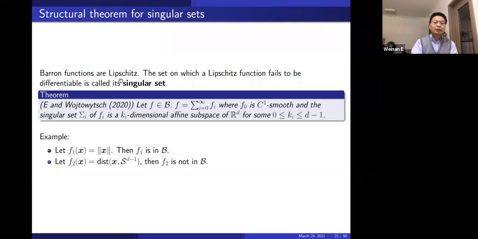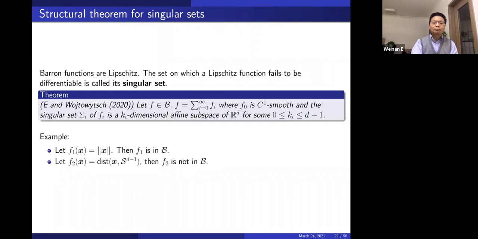It's easy to check. Oh, by the way, here I'm considering activation functions, which is a ReLU activation function. I'm thinking about that case only. So in that case, it's easy to see that Barron functions are Lipschitz functions, and the set on which a Lipschitz function fails to be C1 is called a singular set. And it can be shown that the singular set of Barron functions has the following structure. Namely, it can be decomposed as a countable sum of functions whose singular sets are affine subspaces.